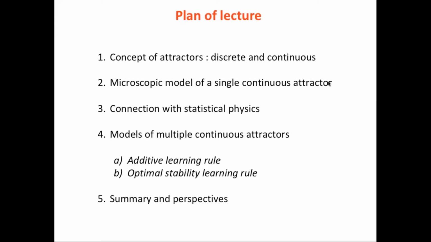Then I'm going to introduce ideas about multiple continuous attractors, how we can embed many attractors in a single neural network. I will discuss two ways of doing that. A first way, which was introduced by Samsonovich and McNaughton about 20 years ago, is actually quite effective, but has some problems, and we will discuss the issues and the success of these models. Then I will introduce a more recent model, which is going to bypass the issues which emerge with the additive learning rule of Samsonovich and McNaughton. And then I'm going to give you some summary and perspective and introduce what I'm going to do tomorrow.